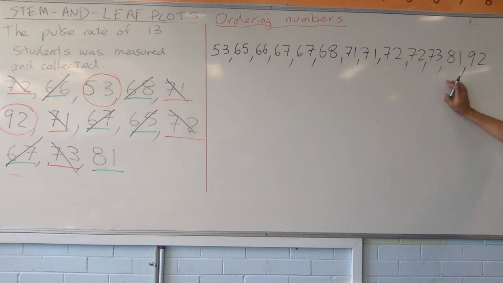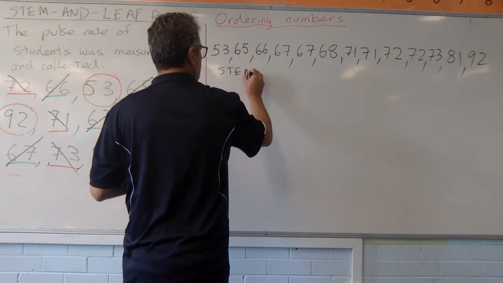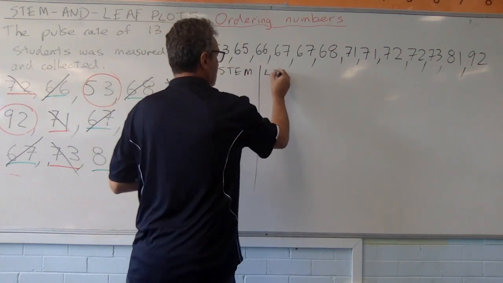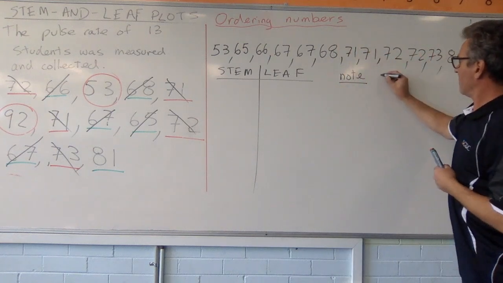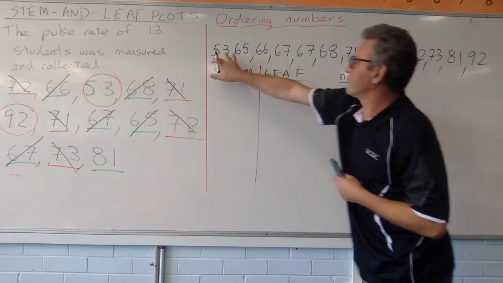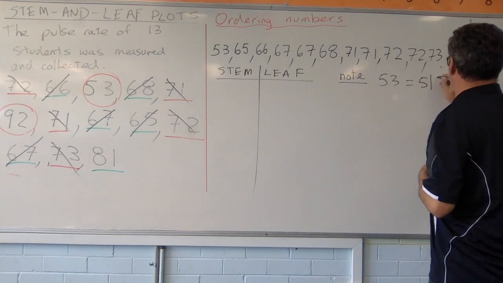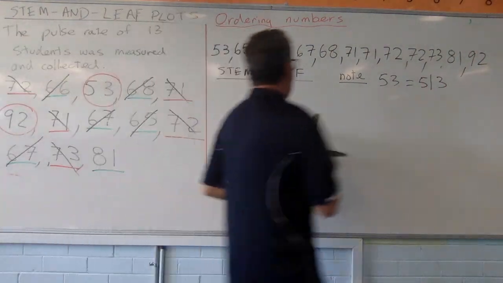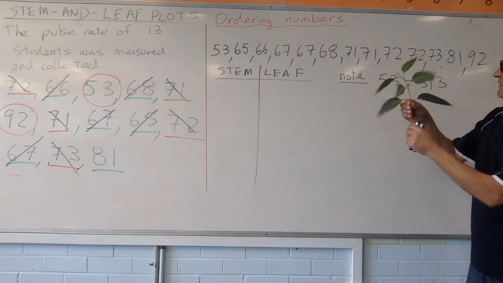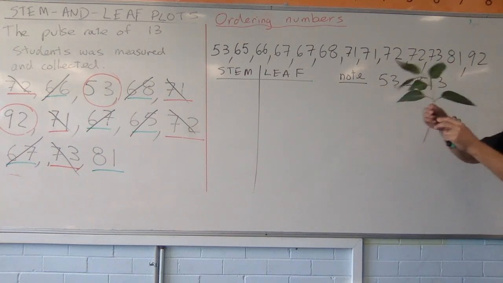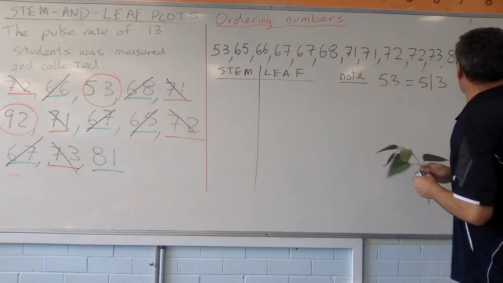So now I'm going to start the stem and leaf plot. This is the stem, this is the leaf. Now note, this is very important. 53 beats per minute equals 5 | 3. We're thinking about the data. 53 is the number. All the numbers in the 50s have a stem of 5, just like this leaf. Stem. The leaf is the 3. So think about the stem and leaf. That's how it looks.